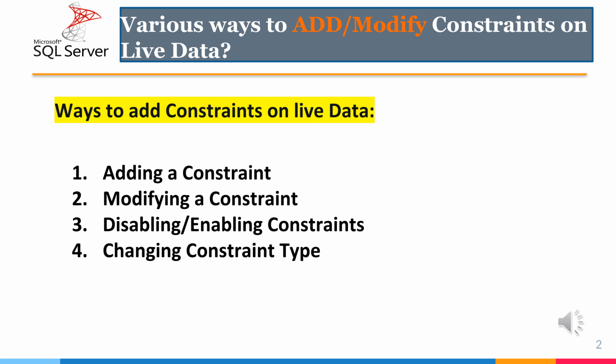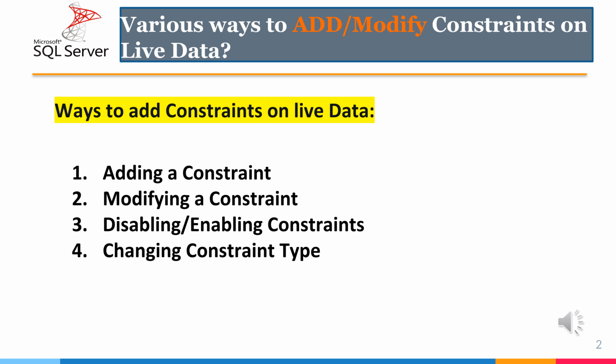Correct? What is the fourth way? Changing the constraint type. Here you can think logically. You can drop a constraint and add a constraint with a new type. So remember one thing, guys: when I say constraint, it can be any one of primary key, unique key, foreign key, default or check constraint.